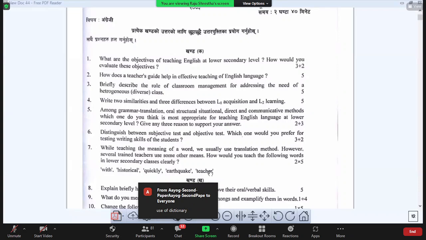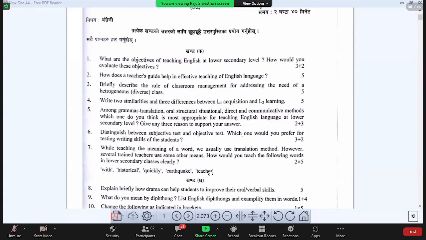At least we have to give meaning, and we have to see how it becomes clear. Quickly means you can show your action. You show the action. This is quickly. And then historical, this is what a kind of video, picture you can use. With means this is giving examples, or using with in sentences, then make them clear about the meaning. This way it can be given. So what this question expects is using dictionary also.